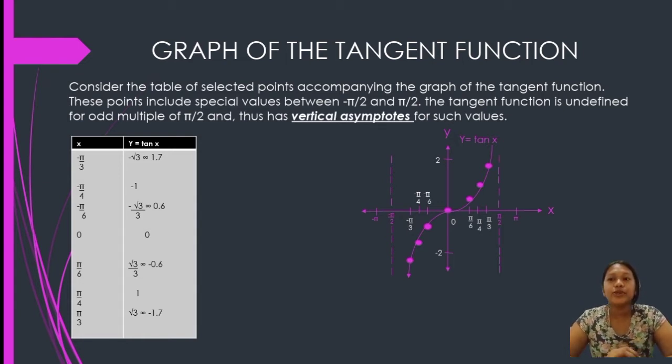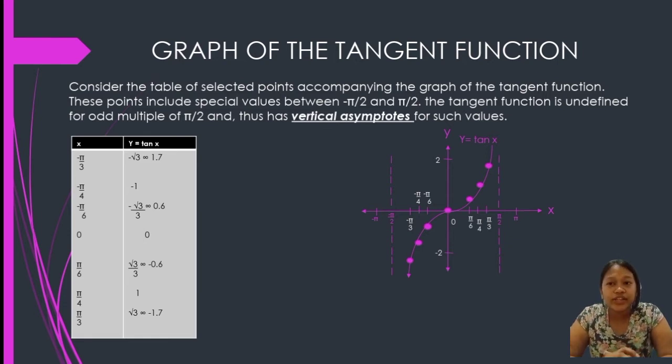These points include special values between negative pi over 2 and pi over 2. The tangent function is undefined for odd multiples of pi over 2, and thus has vertical asymptotes for such values. When we say vertical asymptote, it is a vertical line that the graph approaches but does not intersect. As the x values get closer and closer to the line, the function values increase or decrease without bound.